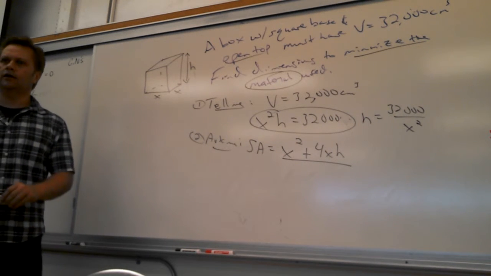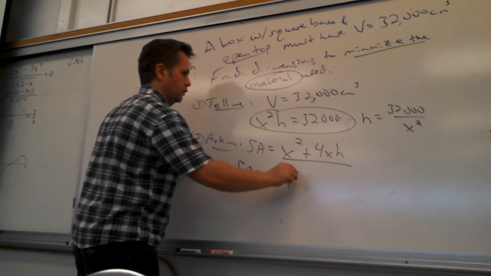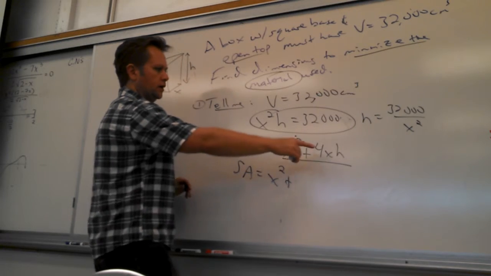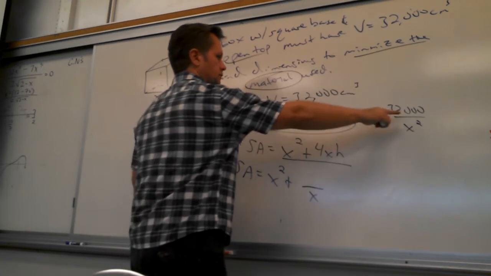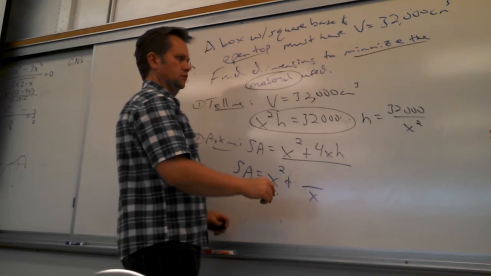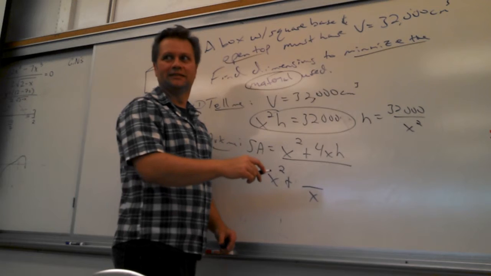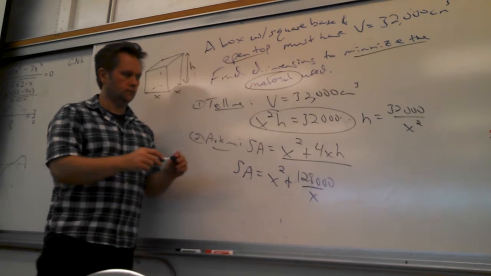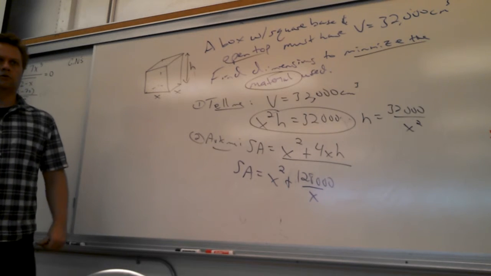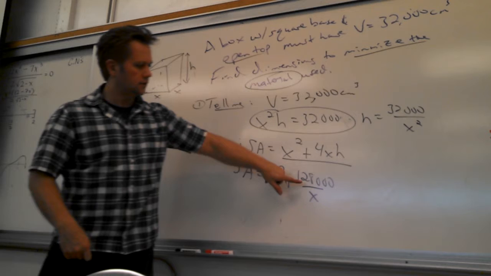Now you can write the surface area a little bit better. It's x squared plus 4x times that. So one of the x's is going to cancel, right? So 32,000, and 4 times that is 128,000. So it's 4x times that, one of the x's cancels, and then 4 times that is there.